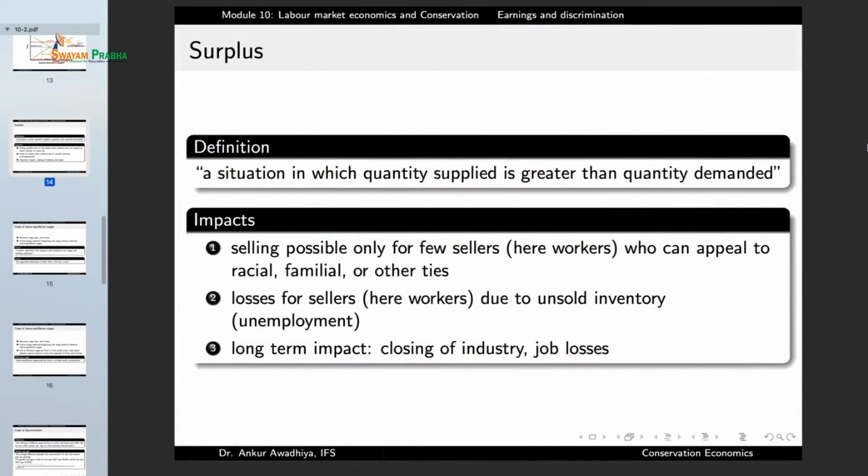It may result in losses to sellers due to unsold inventory. So in this case, the sellers are the workers because they're selling their labor.